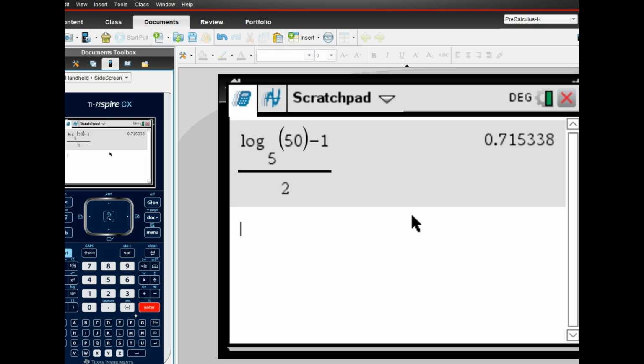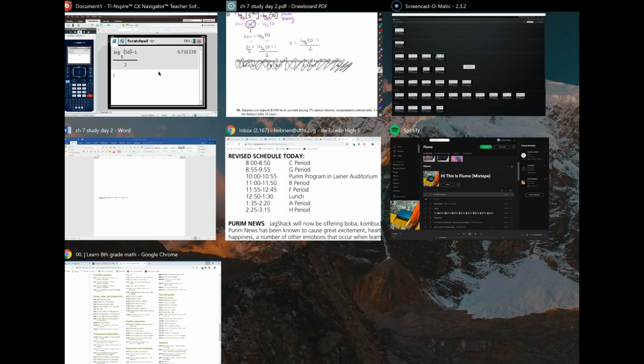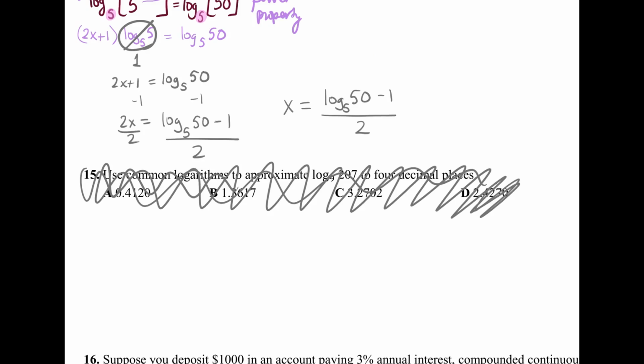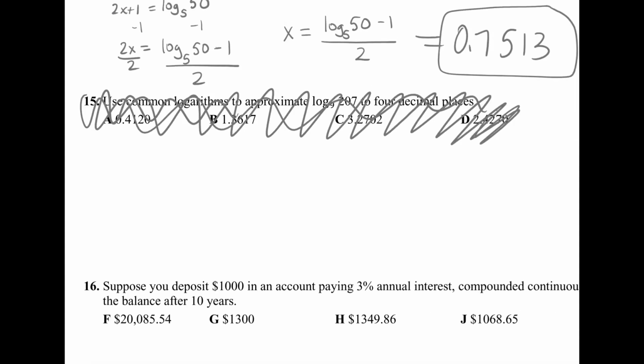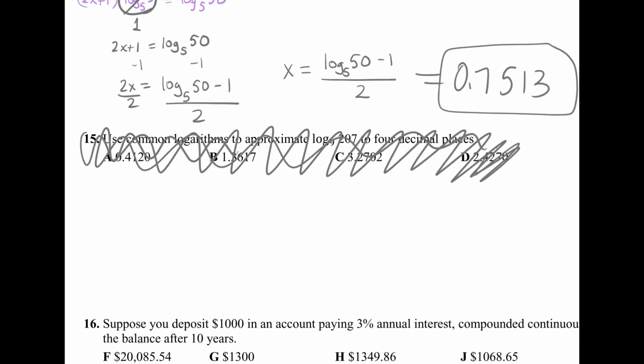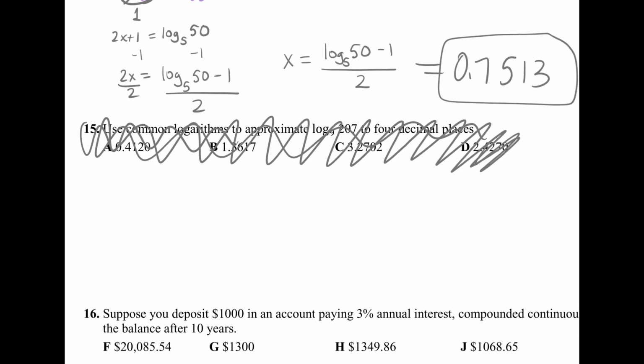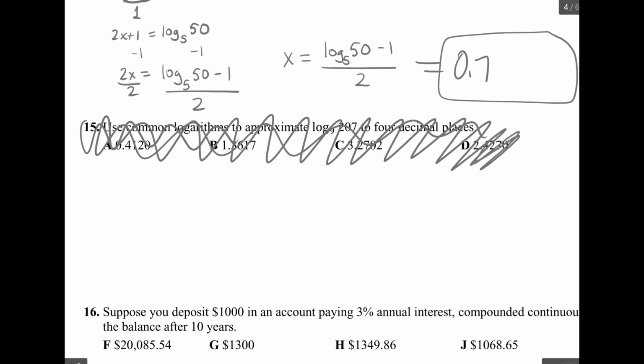So 0.7153. 0.7513, is that what I said? Yeah. Perfect. All right, so we're not doing 15 because that's a change of base. I mean, I showed you that, but I'm not having you do it. What is it? 7153. Okay, thanks.